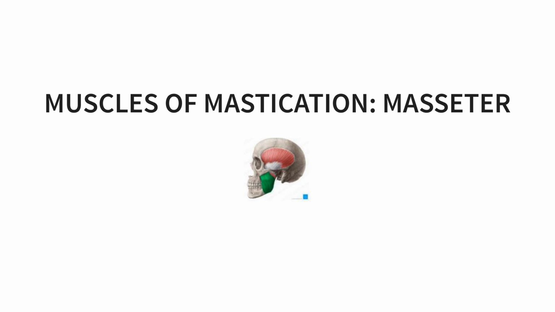The masseter muscle originates from the zygomatic arch and inserts on the lateral surface of the ramus of the mandible. Its actions include the elevation and protrusion of the mandible, as well as lateral deviation to the same side, ipsilateral. It is innervated by the cranial nerve V, also known as the trigeminal nerve.